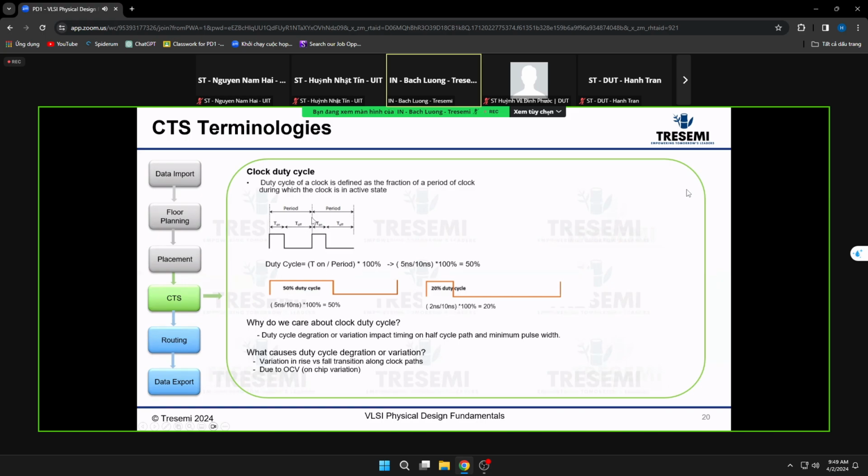For example, let's say the clock period is 10 nanoseconds, and my active period is 5 nanoseconds. So 5 over 10, T on over the period, is 50%. In this case, this waveform here is a 50% duty cycle, which means you can see it has equal rise and equal fall. When you have an equal rise and equal fall, we call it a 50% duty cycle.